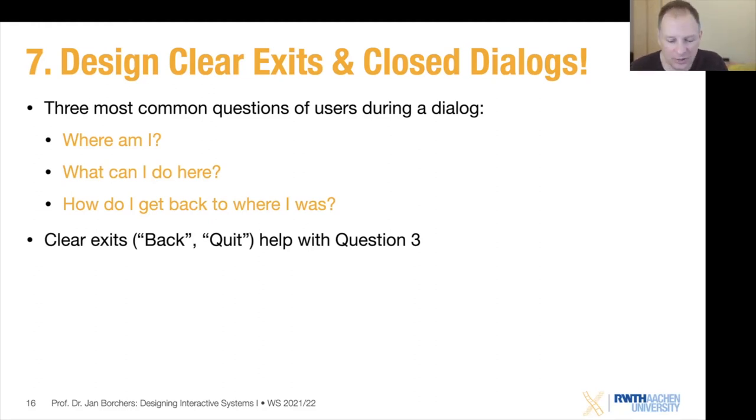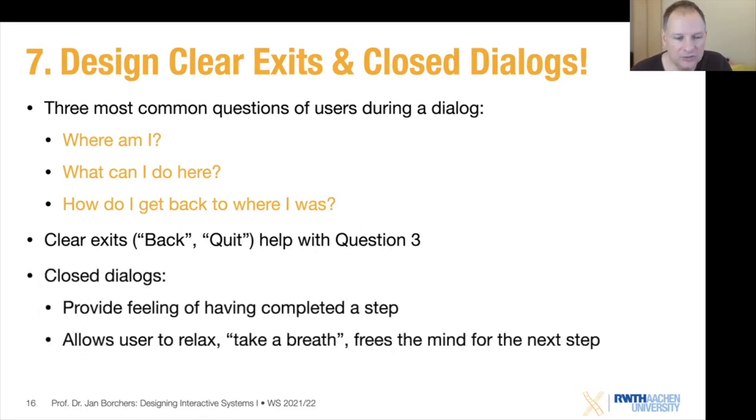In an application, if an application is acting up on my smartphone, I just kill it, right? Or on the desktop, I would quit the app and relaunch it. So that is how you clearly exit a particular state. But I'm not just talking about clear exits. I'm also talking about closed dialogues in this rule. And a closed dialogue means providing the user with the feeling that they have completed a step once they've done so. So giving them a chance to take a breath, relax, and free their mind for the next step in the interaction. What do I mean by this?